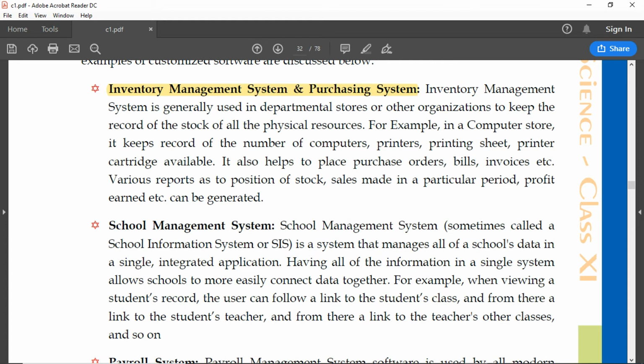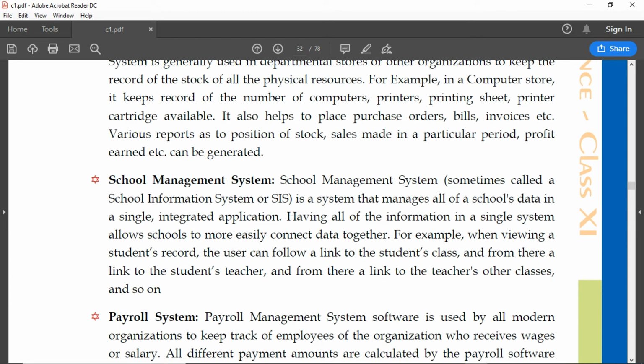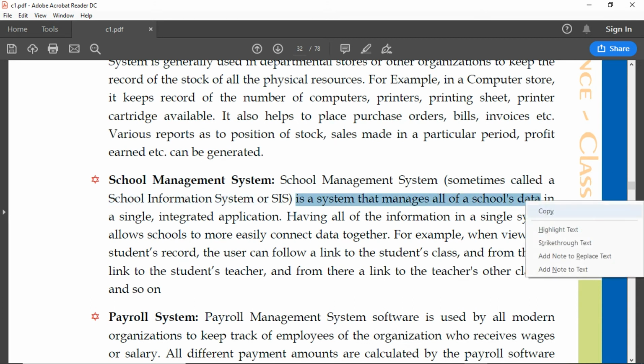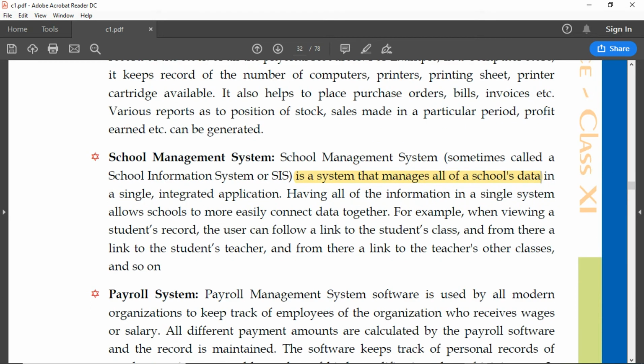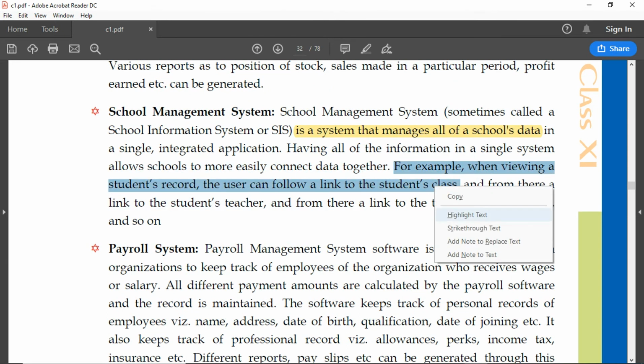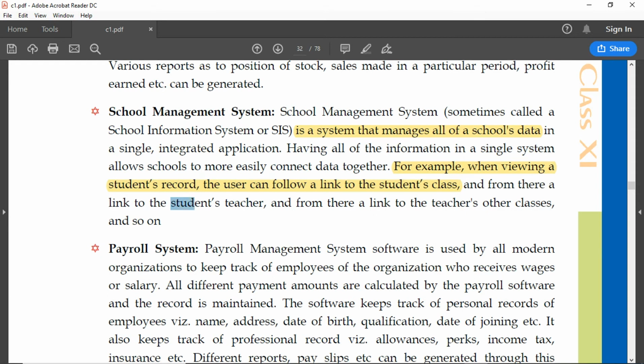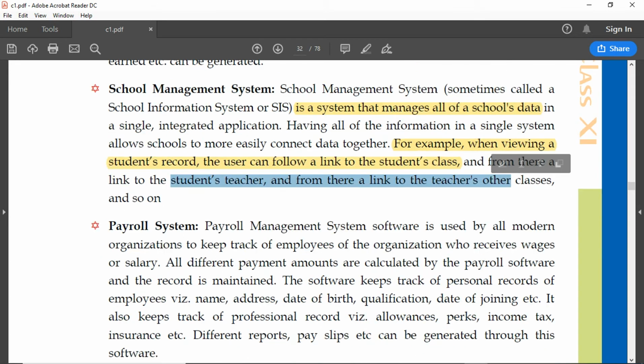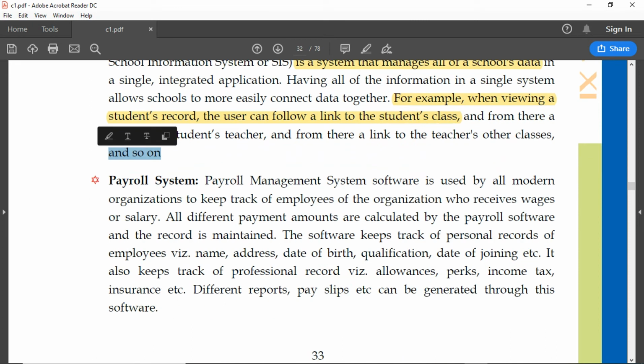School management system. School management system, sometimes called a school information system or SIS, is a system that manages all of a school's data in a single, integrated application. Having all of the information in a single system allows schools to more easily connect data together. For example, when viewing a student's record, the user can follow a link to the student's class, and from there a link to the student's teacher, and from there a link to the teacher's other classes, and so on.